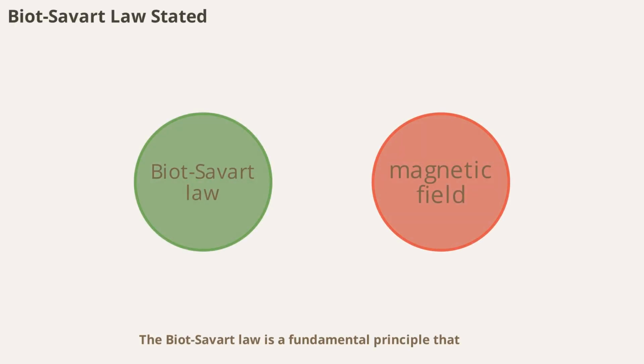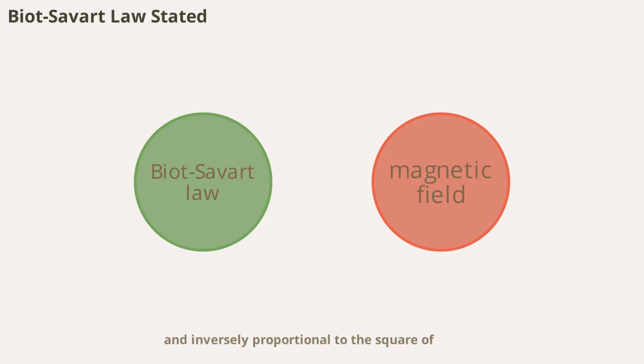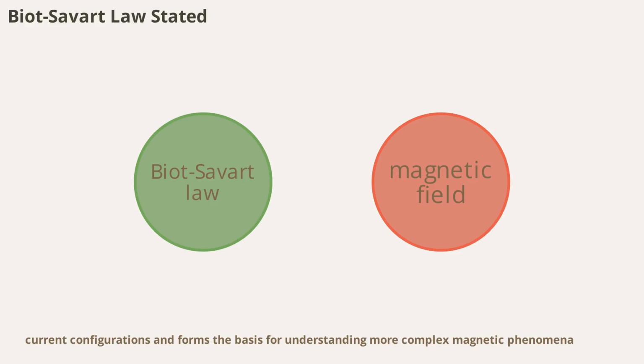Biot-Savart law is a fundamental principle that describes how moving electric charges produce magnetic fields. It states that the magnetic field at a point due to a small segment of current-carrying conductor is directly proportional to the current, the length of the segment, and the sine of the angle between the segment and the line joining the segment to the point, and inversely proportional to the square of the distance from the segment to the point. This law is essential for calculating the magnetic field produced by various current configurations and forms the basis for understanding more complex magnetic phenomena.